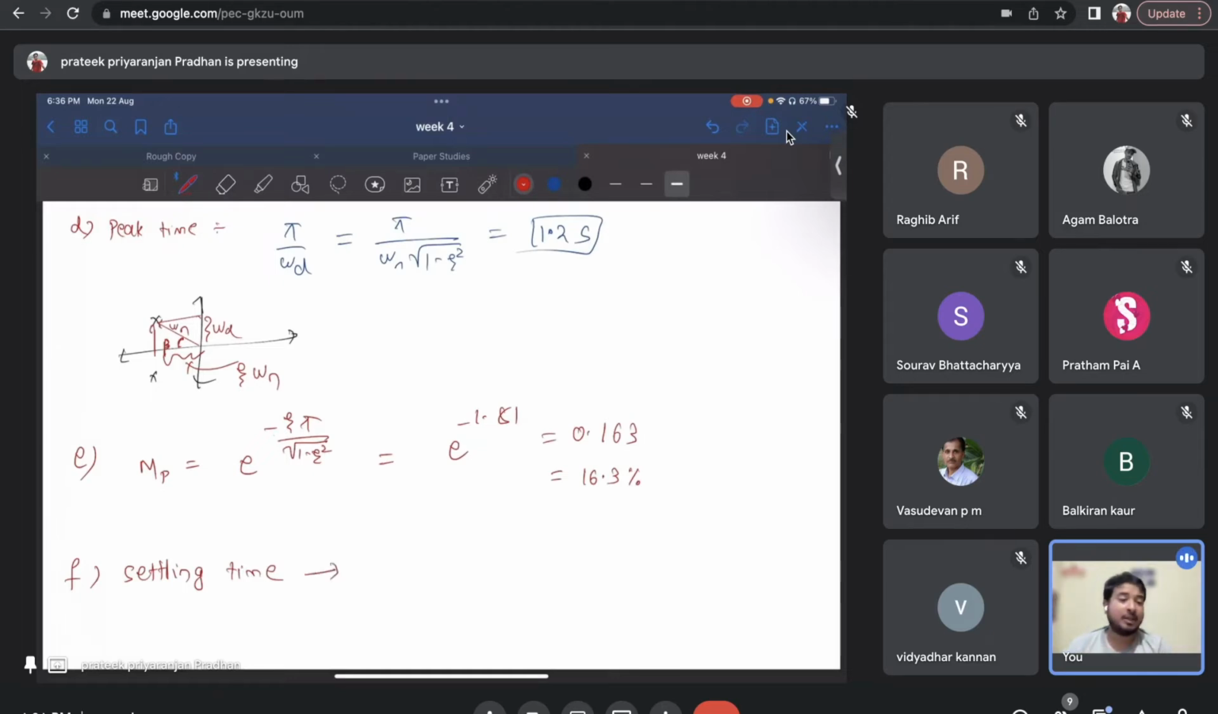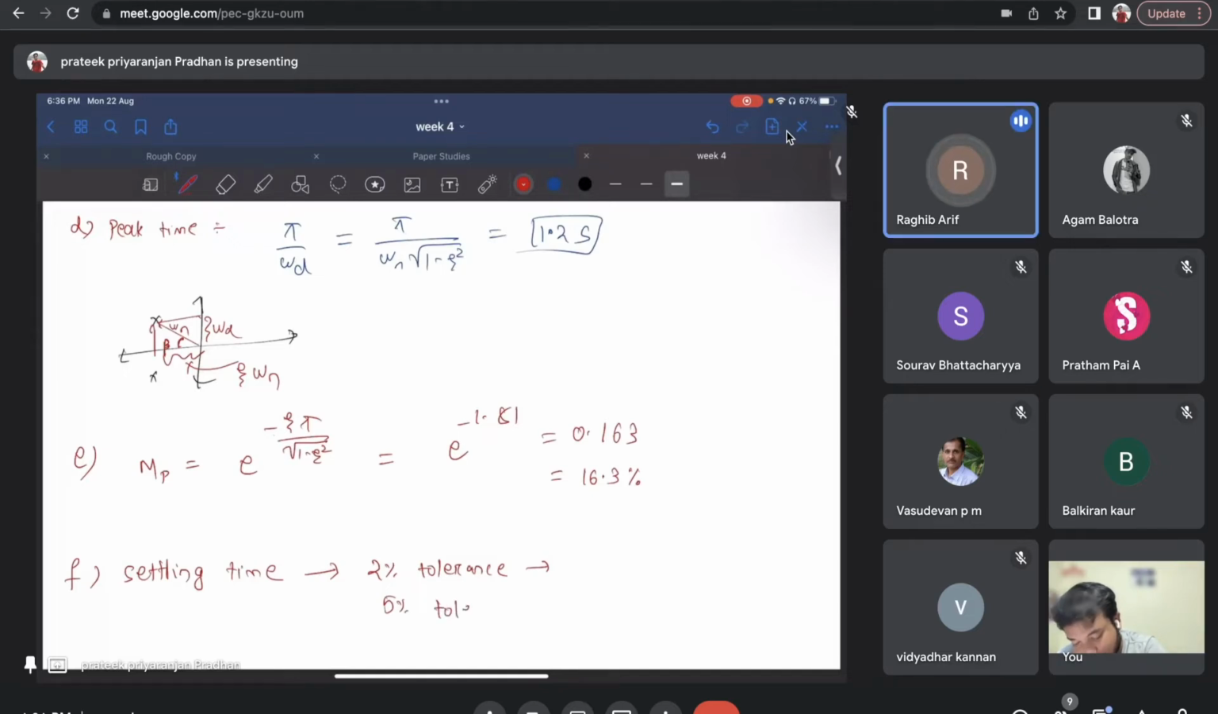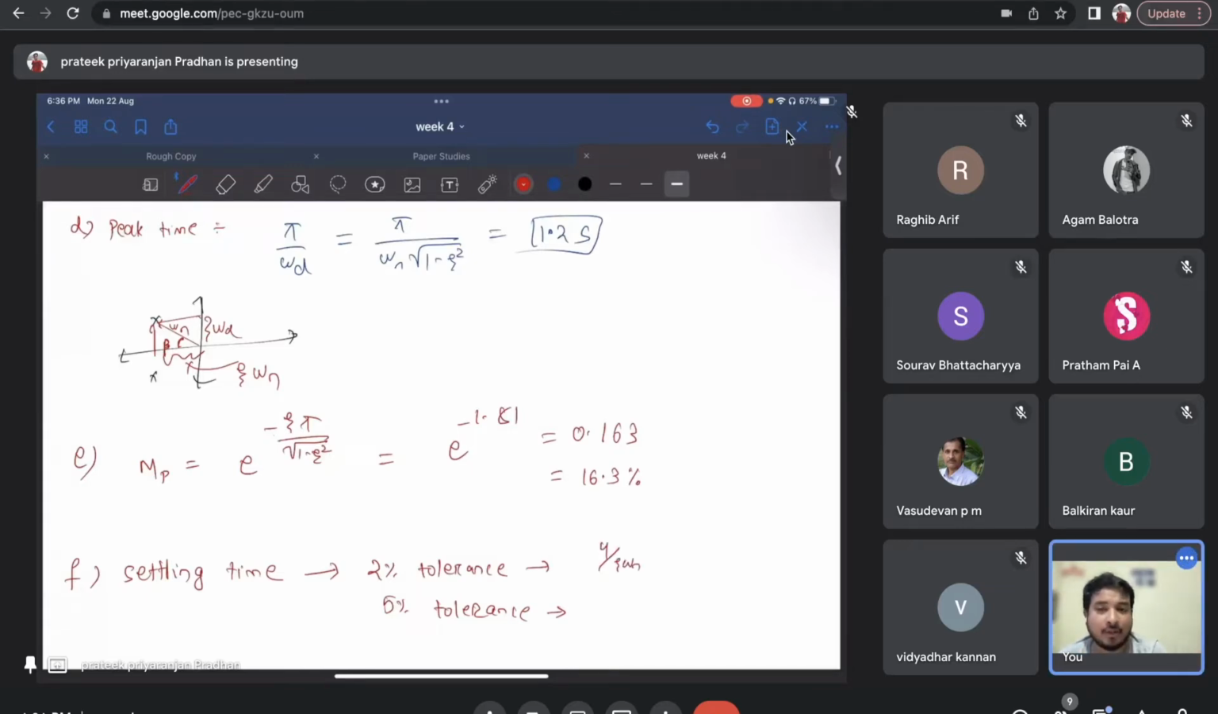Then it's asked the settling time. Whenever the question is asked for the settling time, in general they specify whether it's a 2% tolerance or 5% tolerance. For 2% tolerance, what's the formula? And for 5% tolerance? Very good, 4 by zeta omega n. For tau it is 1 by zeta omega n. And for 5%, it's 3 by zeta omega n.